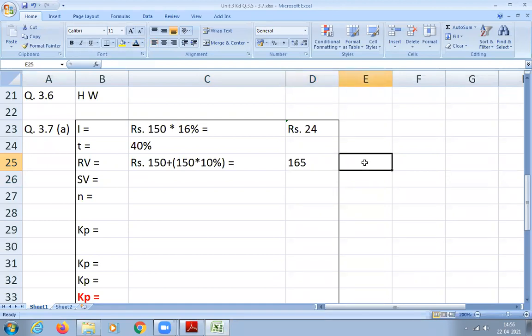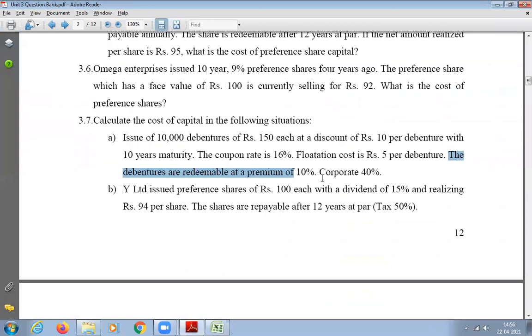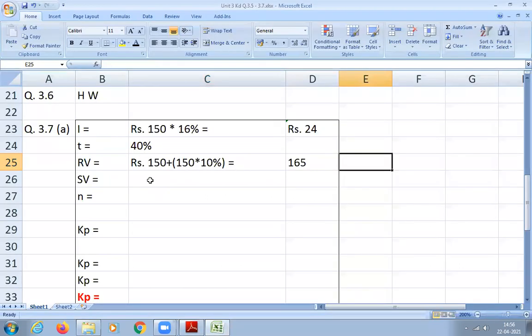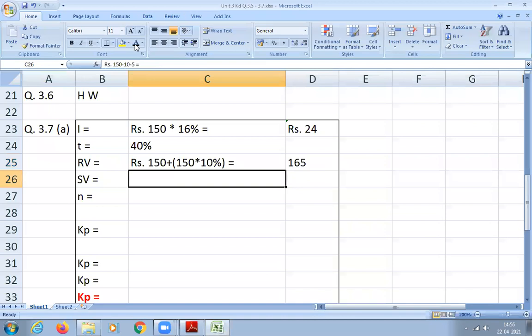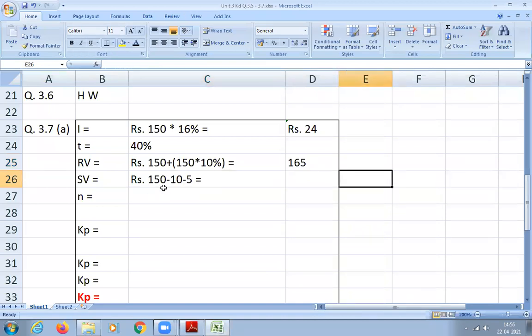Next, how much is SV, the sales value? 150 minus 10 minus 5. What are this 10 and 5? 10 is the discount and 5 is the flotation cost. The face value is 150, and 10 rupees per debenture is the discount, and 5 rupees is the flotation cost. So how much will you get? 135. 135 is correct.